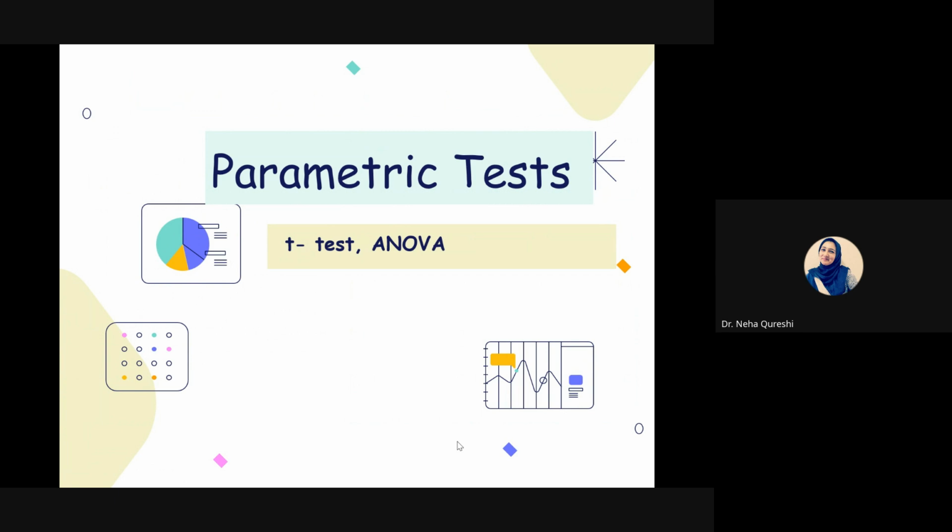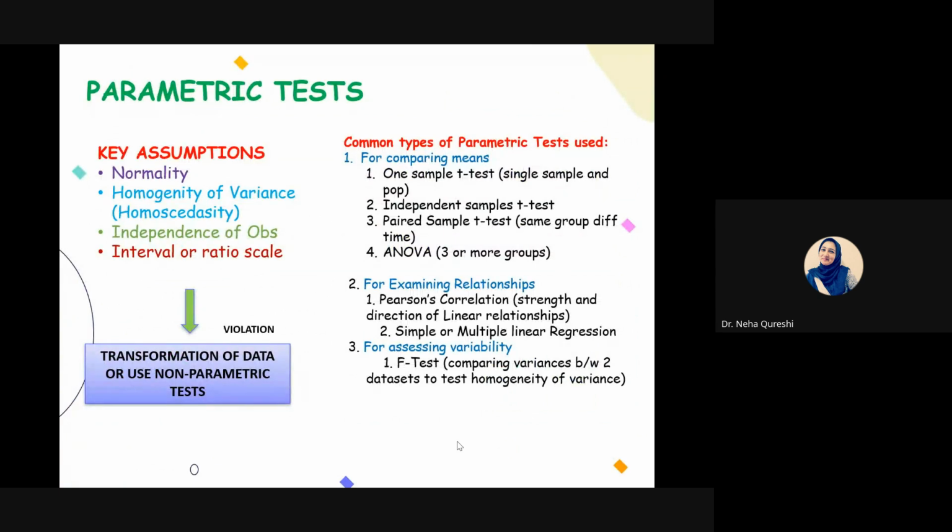So let's continue with the parametric tests. As I said, we will be starting with the t-test and then we will move ahead with other types of parametric tests. The key assumptions behind using parametric tests are, first of all, normality. Normality is very important. That means the data has to follow a normal distribution.